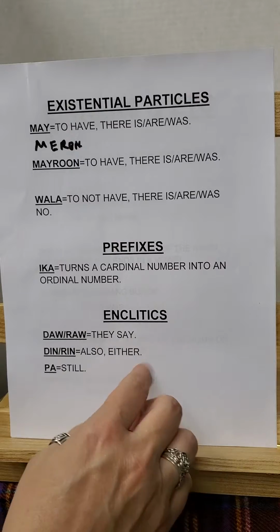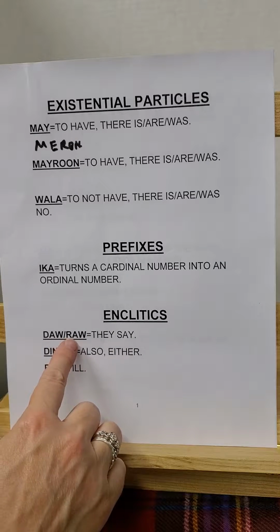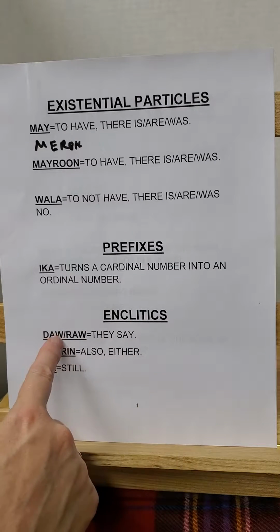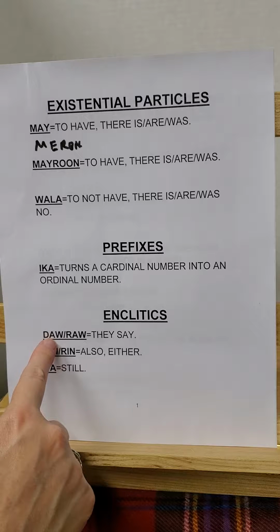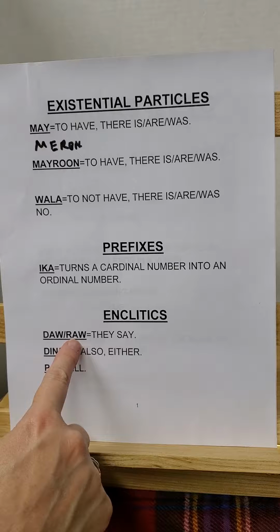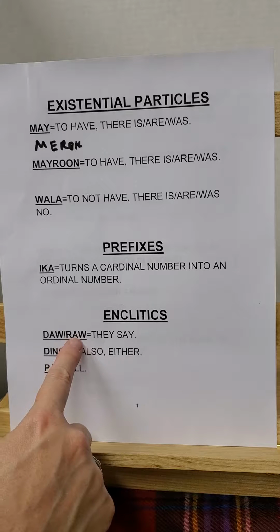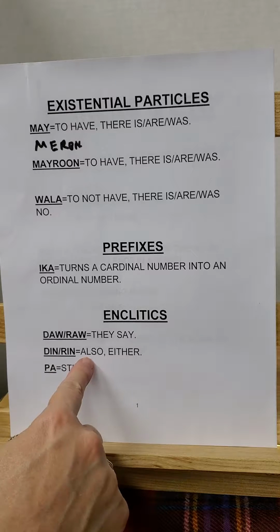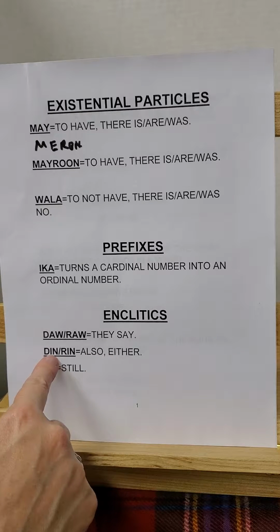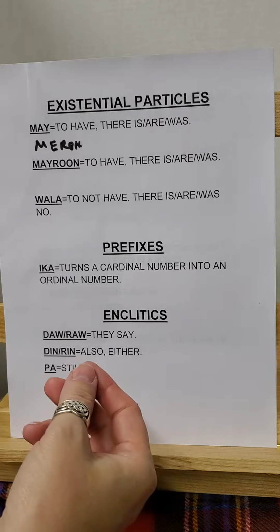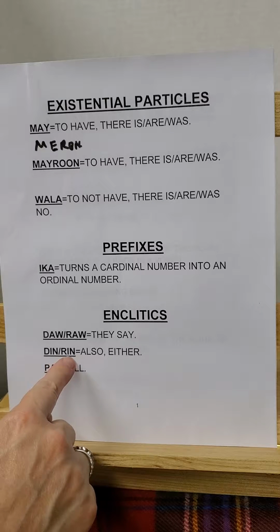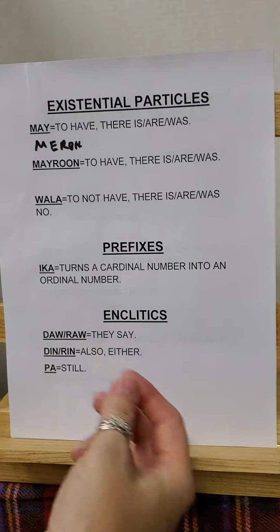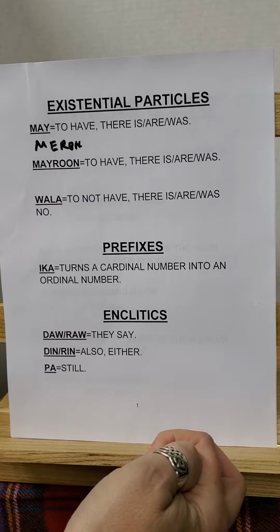So in enclitics, daw and raw, as they say, daw is what you'd use after a word ending in a consonant. Raw is what you'd use after a word ending in a vowel. Din and rin, same thing. Also or either. Din is what you would use after a word ending in a consonant. Rin, you would use after a word ending in a vowel.